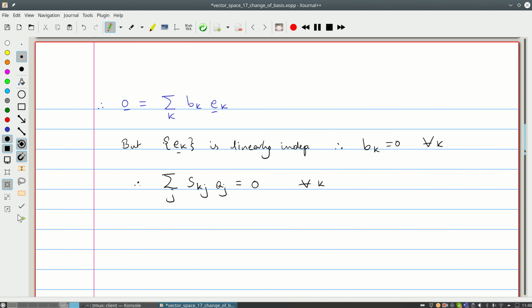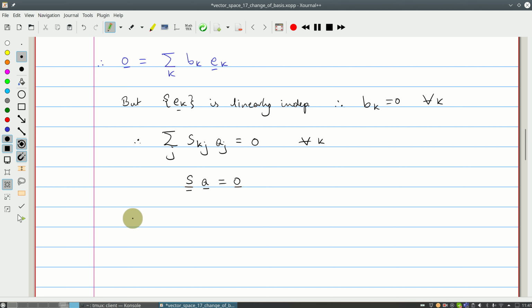Okay, let's write this. This sum here is simply a matrix times a vector, right? If you combine these results for each of these k's into a matrix vector form, we can simply write it as the matrix S times the vector A is equal to the 0 vector. And now here is where the interesting thing comes. Now we are told that S has an inverse. So we know that there exists S inverse. So what we do now is apply S inverse to both sides.